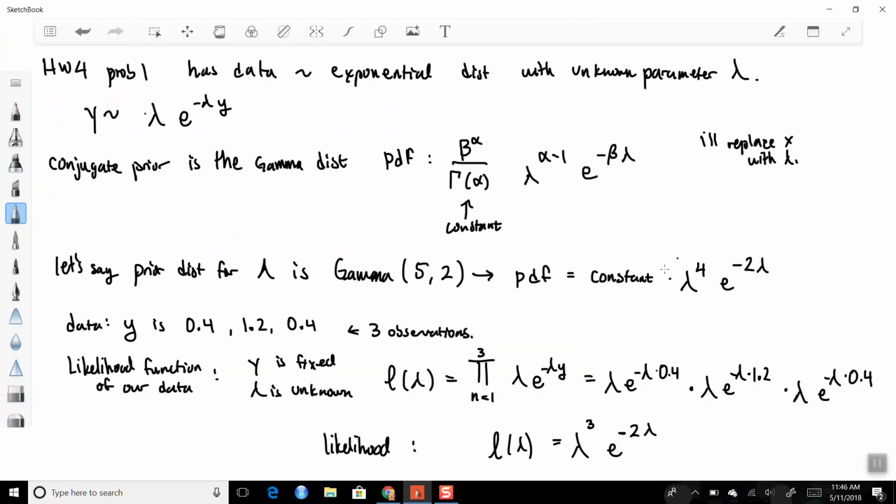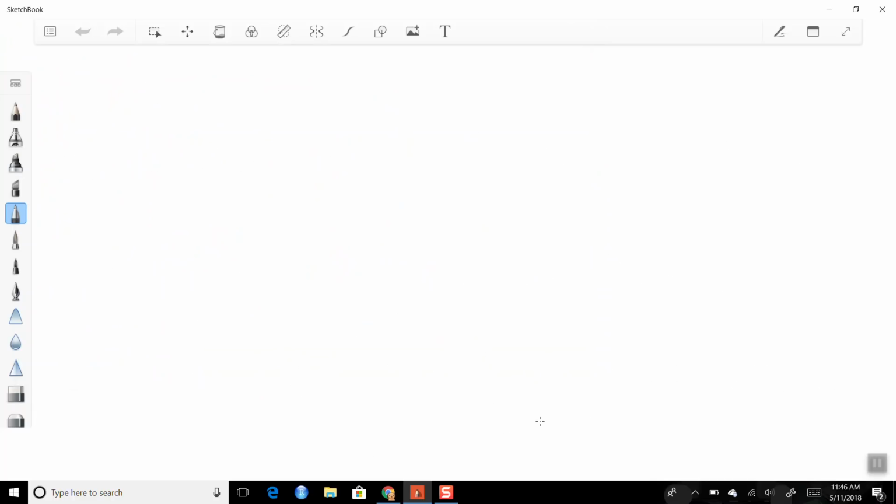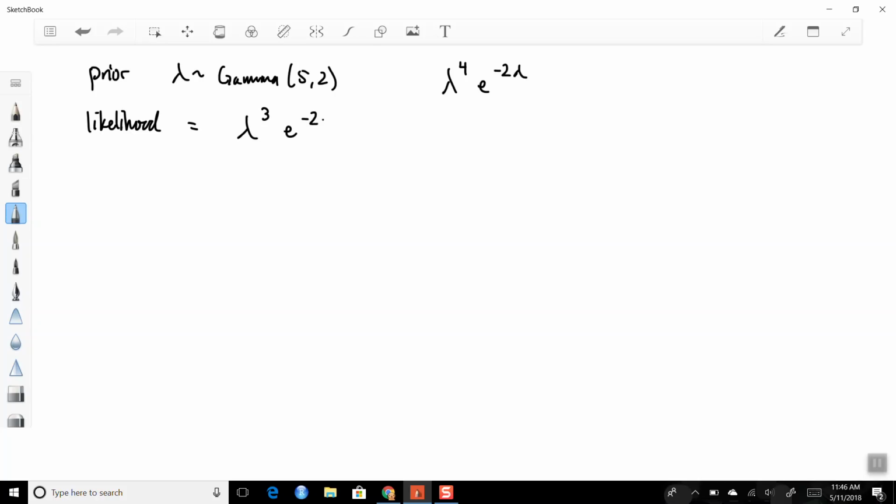So here's my prior, here's my likelihood. My prior is lambda comes from gamma(5, 2), which is of the form lambda to the 4 e to the negative 2 lambda, and then my likelihood is equal to lambda to the third e to the negative 2 lambda, right?